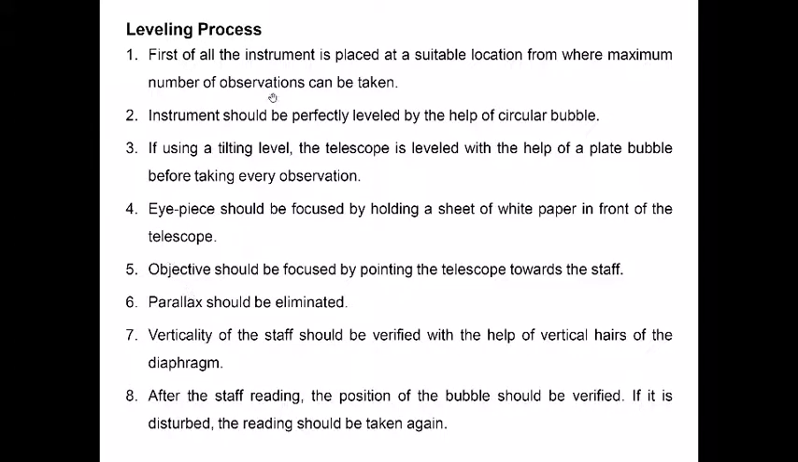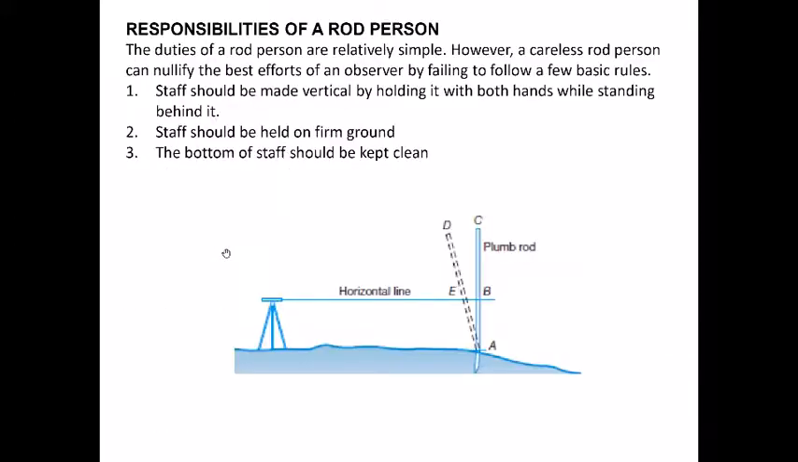Now that was about the instrument, and now comes the other person who is holding the leveling staff at the point whose reduced level you want to find out. The person holding the staff needs to hold it vertically, so it shouldn't be inclined forward or backward, and it should be placed directly above the point whose reduced level you want to find out. Once that has been done, then you can note down the reading and proceed with the calculations.